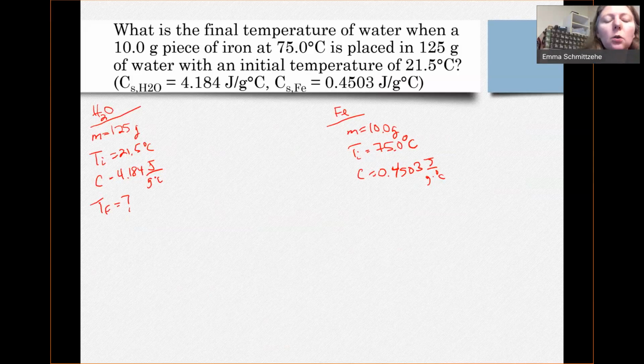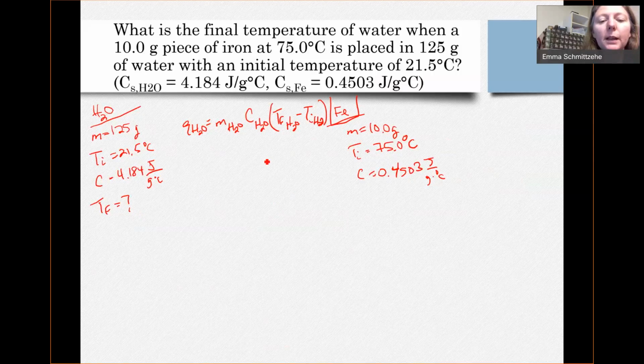Okay, and so you can set up a Q equation for each one of these. You could say that the Q of H2O is equal to the mass of H2O times the heat capacity of H2O times the TF of H2O minus the TI of H2O, which I just barely had enough room for. Okay. And so we have that equation, but with that equation, we're looking for TF, right? But the problem is we also don't know Q.